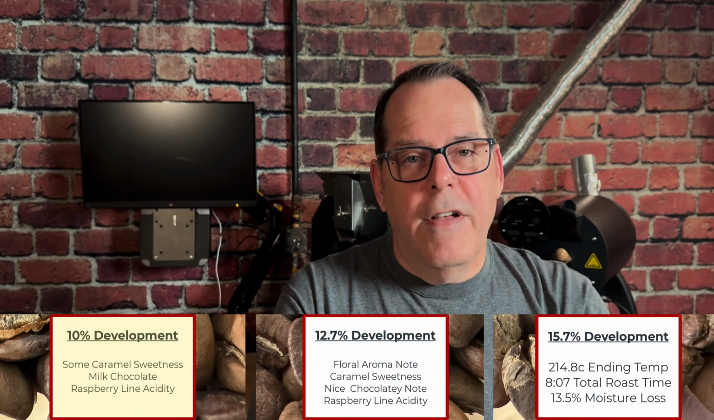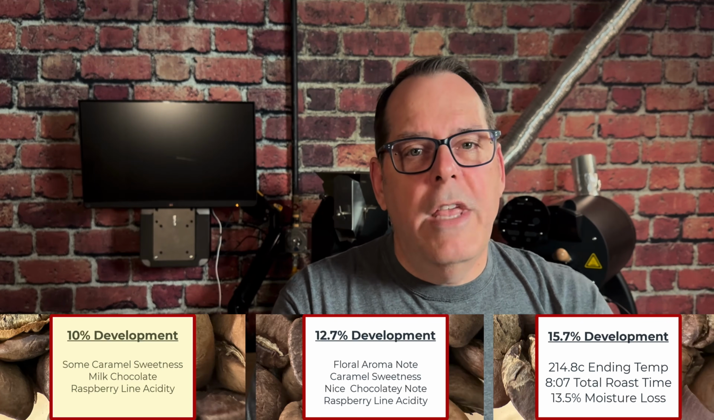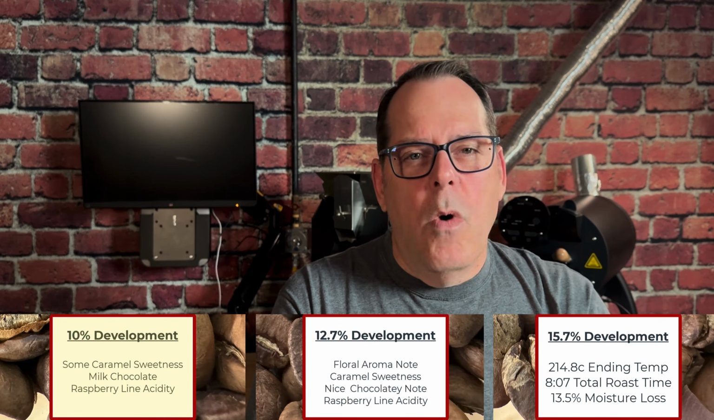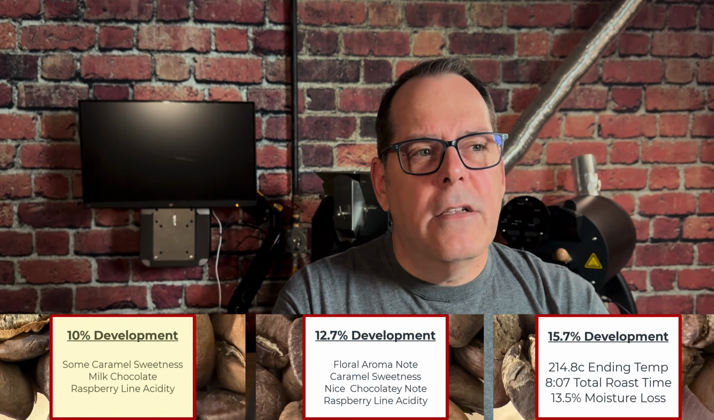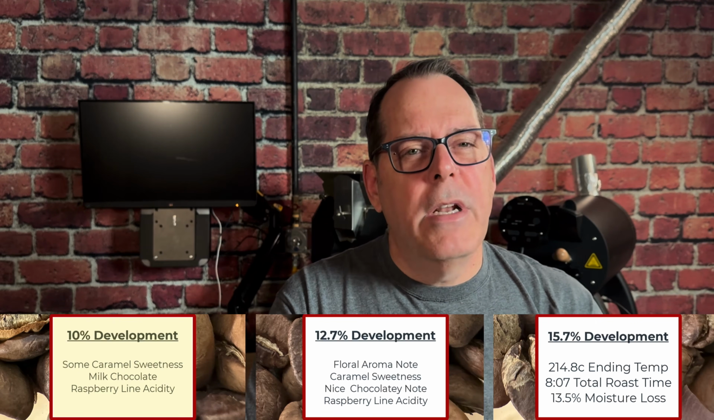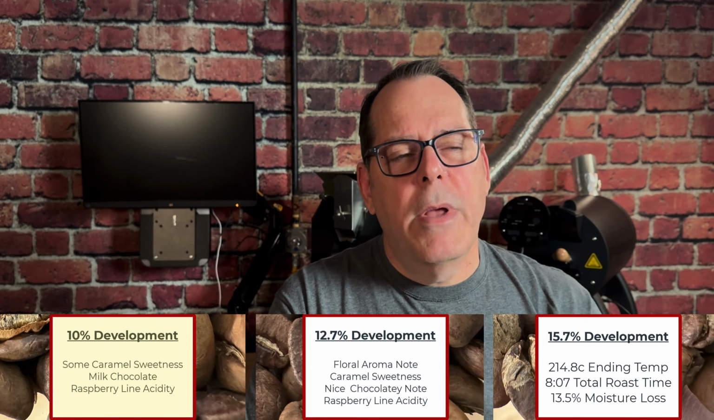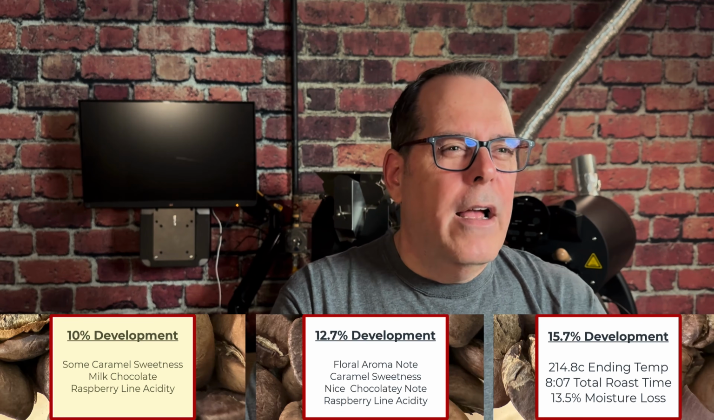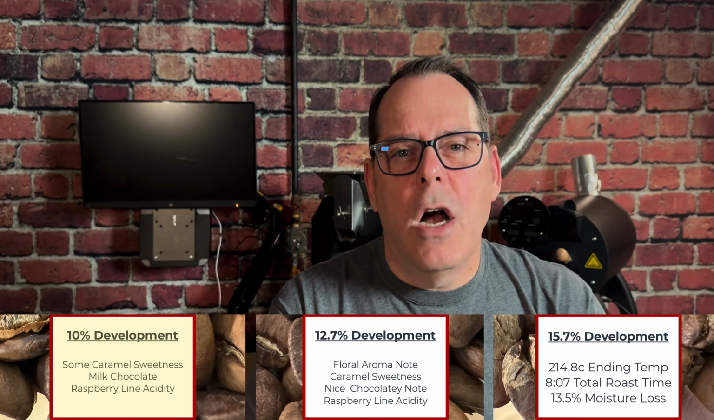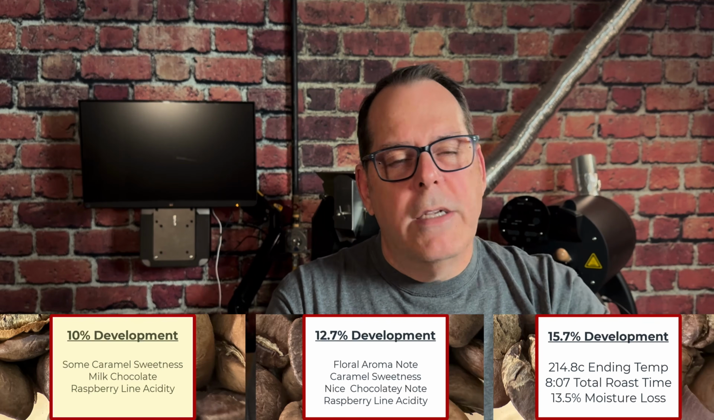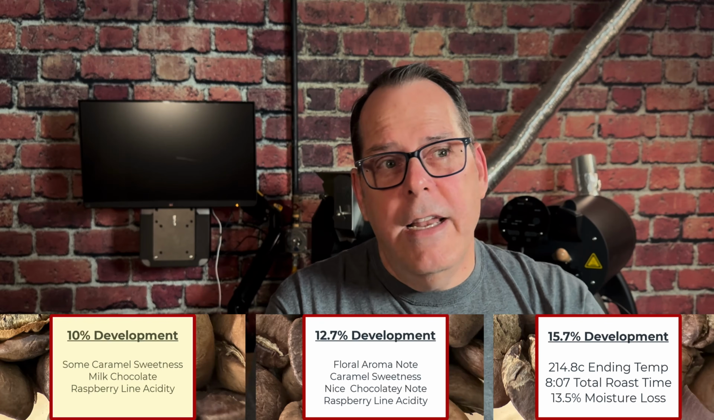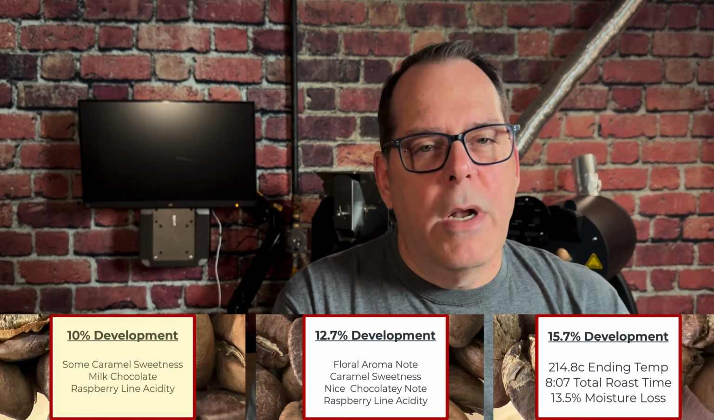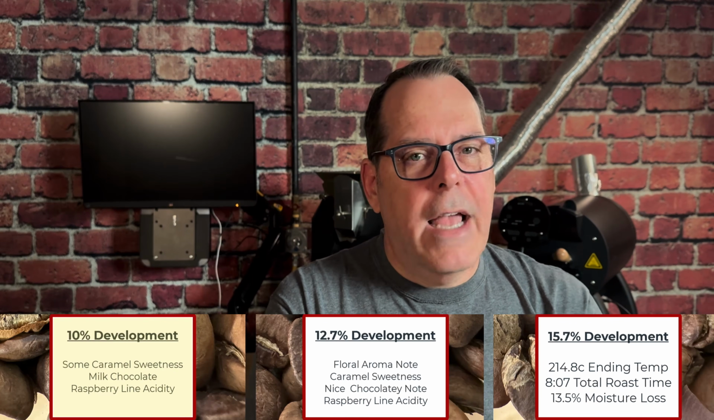The 10% development roast was similar to the M2 that I roasted in my last video, but it was a little less sweet. There was a little bit of a caramely note in there, but I wouldn't call it a real sweet cup. There was some chocolate, but a real light chocolate, kind of milk chocolatey. There was a little bit of an acidity note, kind of a raspberry lime note, but it wasn't real intense at all. It was kind of subtle.